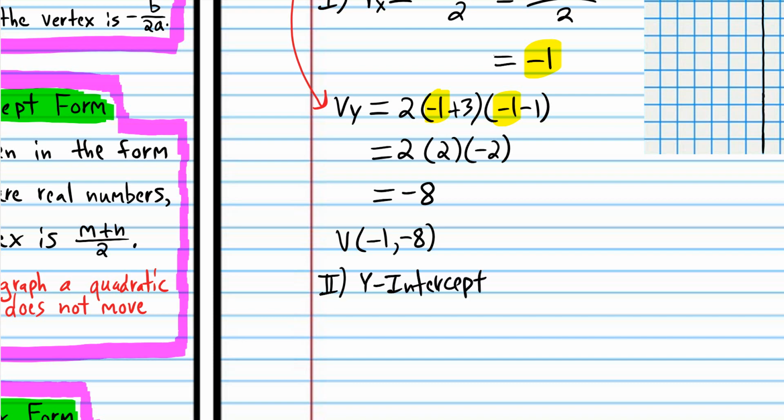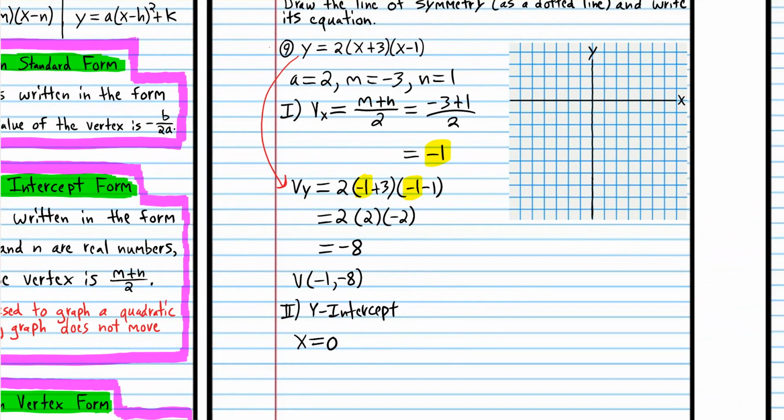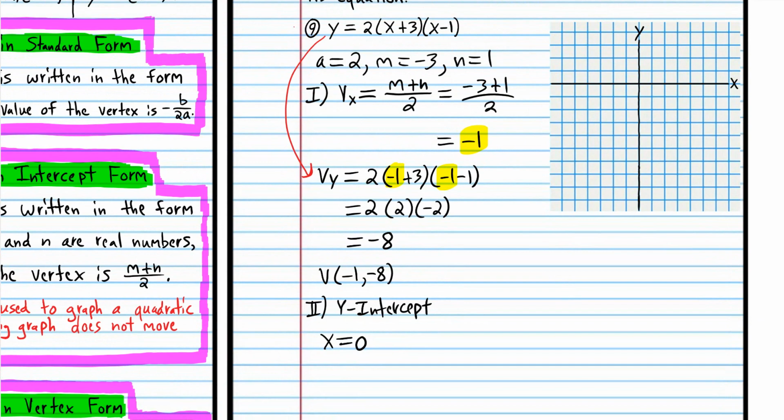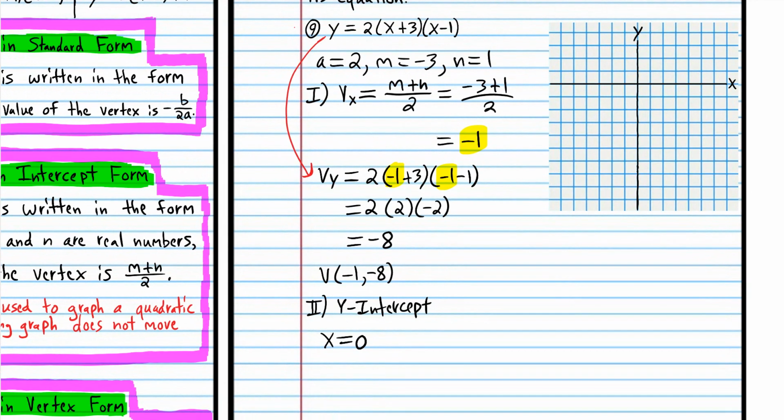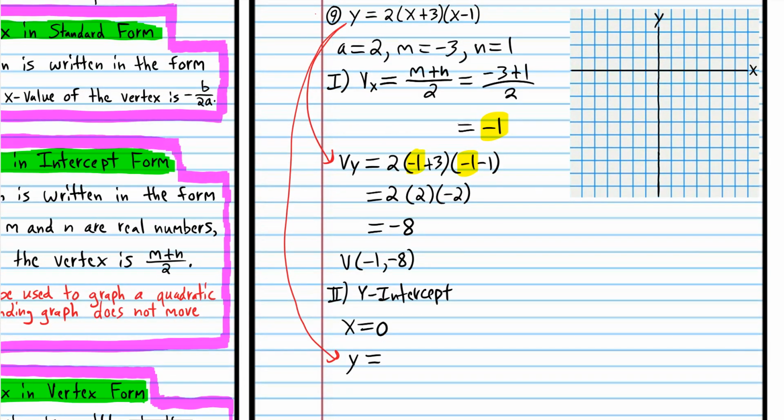And to do that, we're going to let x equal 0. Remember, to find the y-intercept, you let x equal 0. To find the x-intercepts, you let y equal 0. And so we're going to plug in 0 to the original equation. So y is equal to 2 times 0 plus 3 times 0 minus 1. And I'm going to color those, maybe I'll color them green.